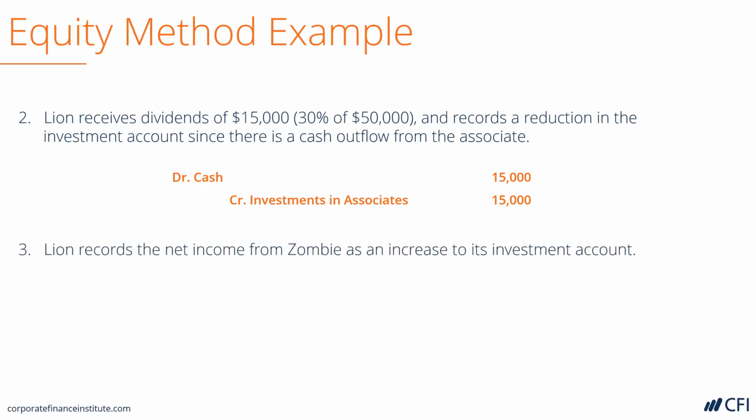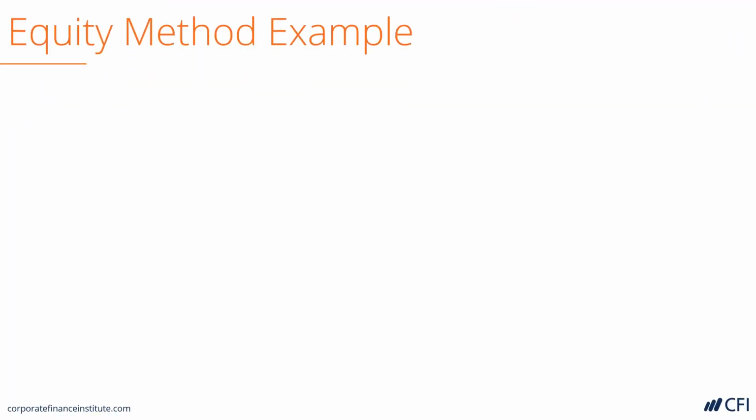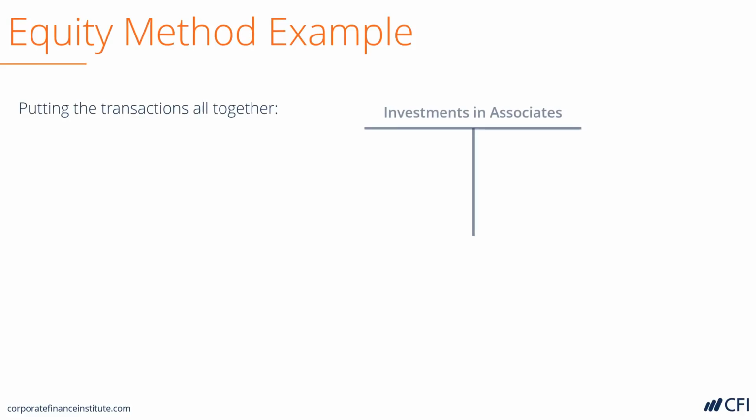And the third step is that it records the net income from Zombie as its proportionate share into the investment account. So it debits investment in associates $30,000 and credits investment revenue $30,000. Let's see how it all fits together. Here's our T-table. Investment in associates initially $500,000 is the original investment, less a $15,000 dividend, plus $30,000 of net income. So the closing balance is $515,000 at the end of the period.